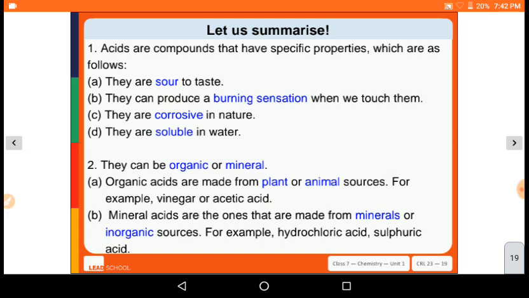फॉर एन एग्जांपल उसके अंदर हम ये कह सकते हैं कि सल्फ्यूरिक एसिड यानी कि H2SO4 है, हाइड्रोक्लोरिक एसिड है, तो यहाँ पे HCl है. ये सारे मिनरल और इनऑर्गेनिक सोर्स में से बने होते हैं. दैट्स व्हाई वी कैन से दैट इट इज अ मिनरल एसिड.